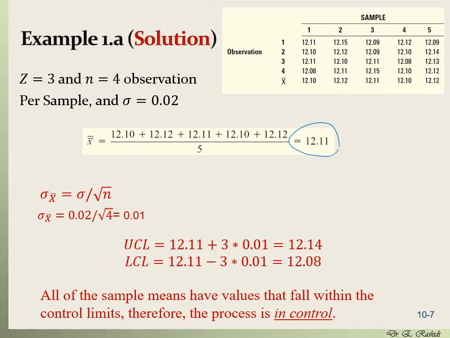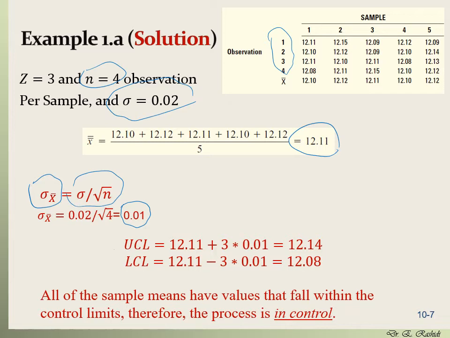Now we need to find sigma of x bar. Sigma of x bar is sigma divided by square root of n. Sigma is given in the problem, that's 0.02. n is the number of observations, which is 4 in each sample, so n is 4. So sigma of x bar is sigma divided by square root of n. That's 0.02 divided by the square root of 4, which is 0.01.